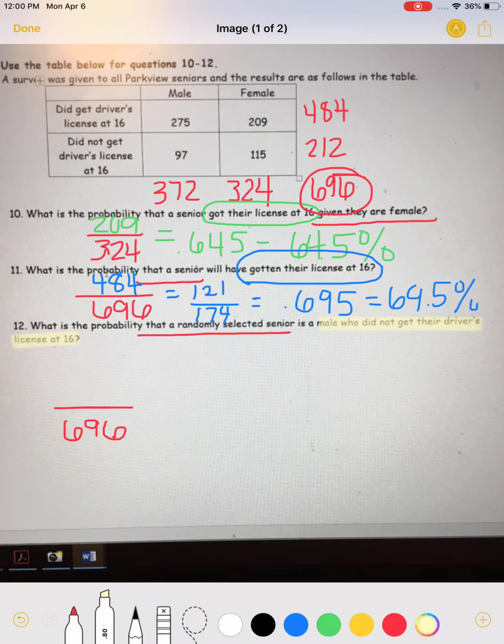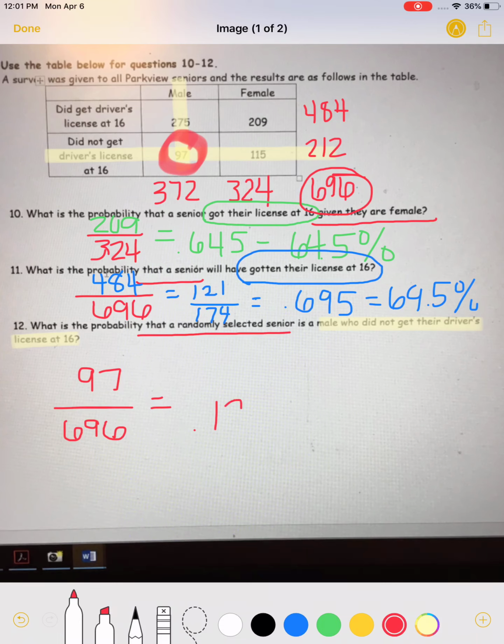So it has to fit both categories. It has to be a male who said that they did not get their driver's license at 16. So I'm going to go to my table and I'm going to highlight the males. And then I'm going to highlight the kids who said they did not get their driver's license at 16. And we want the overlap. 97 males said, no, I did not get my driver's license at 16. So our numerator is 97. So can we reduce that? I think not. And as a decimal, that's going to be 0.139, 13.9%.